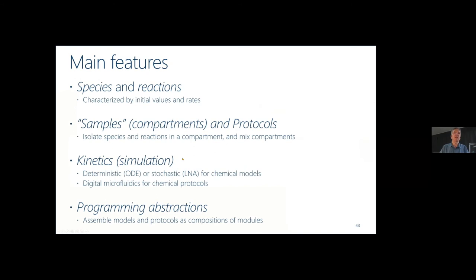The main features are there are basic fundamental notions of species and reactions, which are baked into the language. It's a programming language, but species and reactions are base types in a sense. They're first class things. So species are characterized by initial values, reactions are characterized by rates and their kinetics. And there are samples, I mean compartments. Samples contain chemical species at certain concentrations. And there are protocols that manipulate samples, like mixing and splitting.